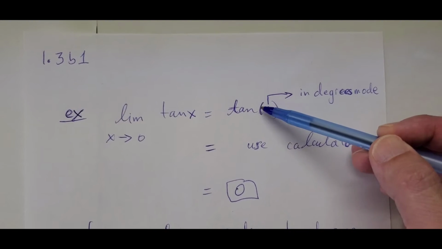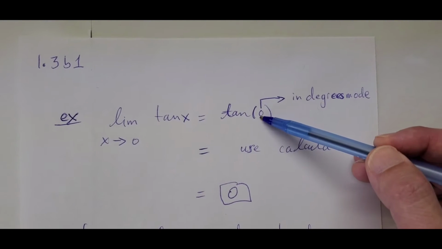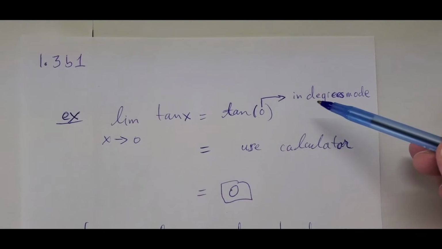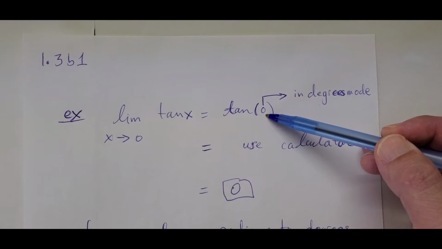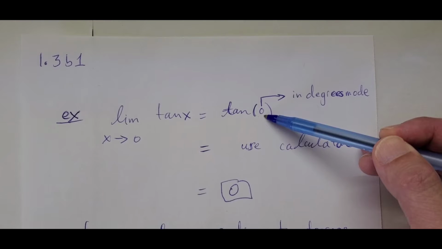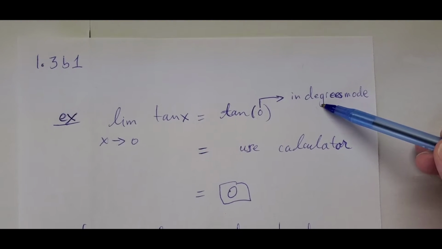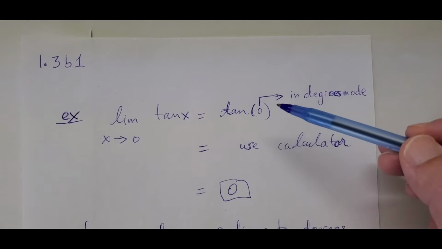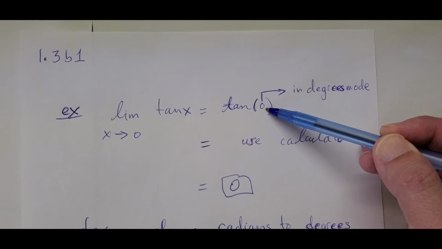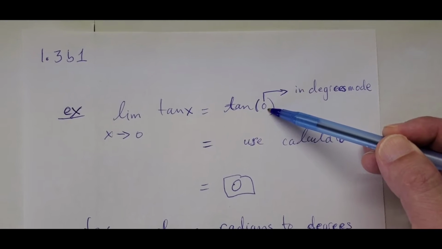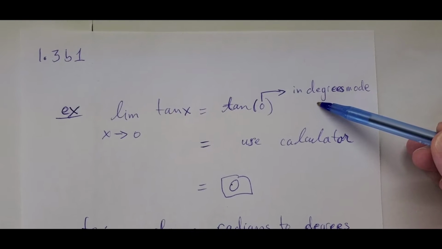One more time. When you plug in the number, make sure it is in degree mode. Now 0 is already in degree mode, so you don't have to worry about it. But with other numbers, make sure it is in degree mode.